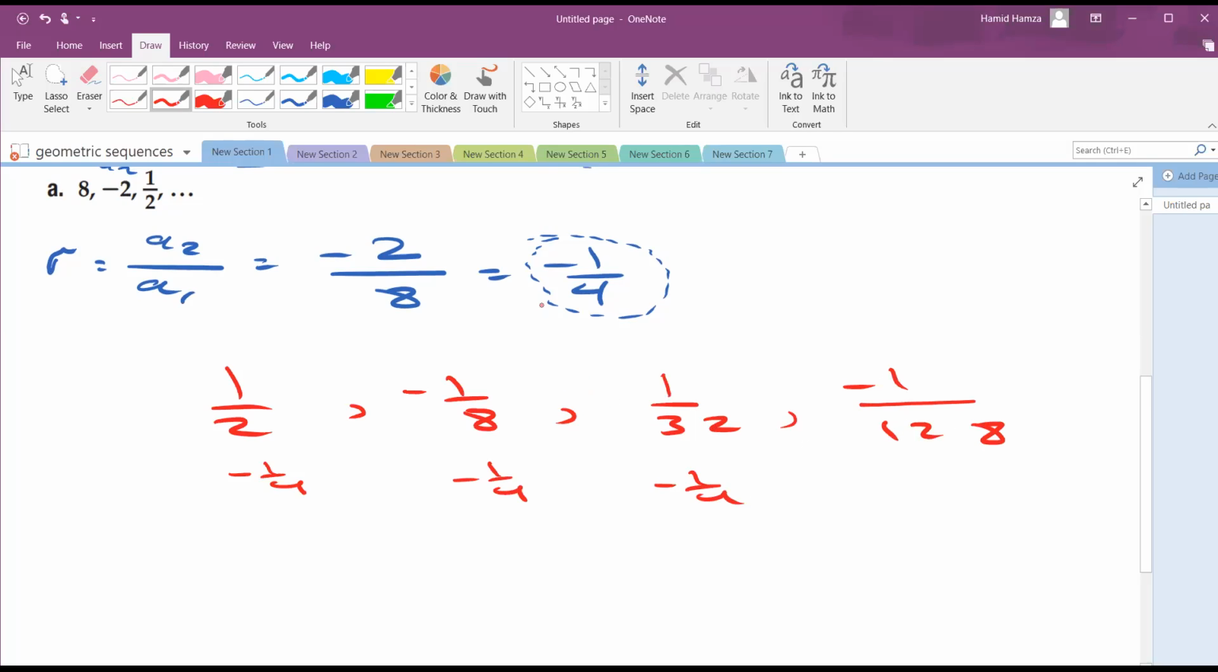And you will notice also that if the common ratio is a negative number, the signs of the terms will alternate between positive and negative. So it will be positive, negative, and so on like this, if the common ratio is negative. So any question?